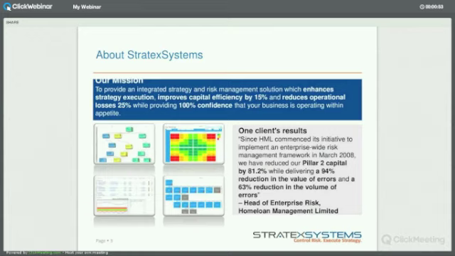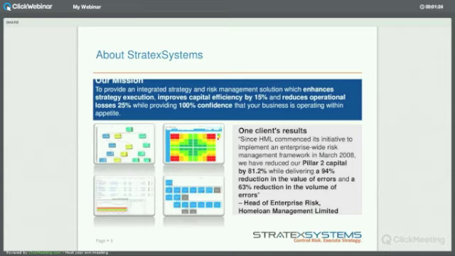So to introduce the company, StratexSystems, as I say, we're a software company focused on strategy and risk, but really focused on giving you the tools to enhance your capability to execute strategy, improve your capital efficiency, and drive down operational losses. And do all those things whilst also providing confidence that you're operating within the risk appetite boundaries set by your board, or operating within appetite.